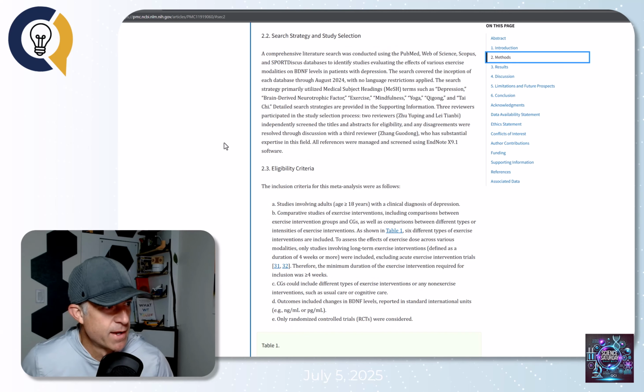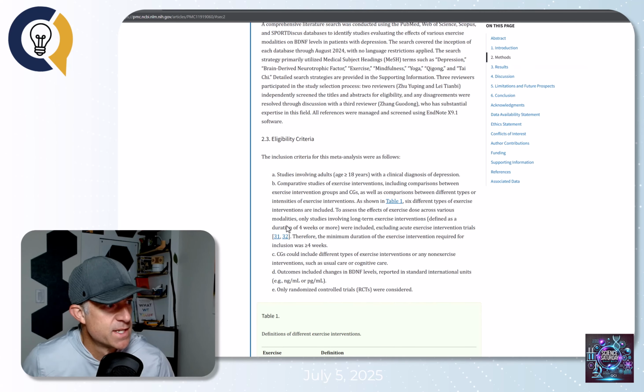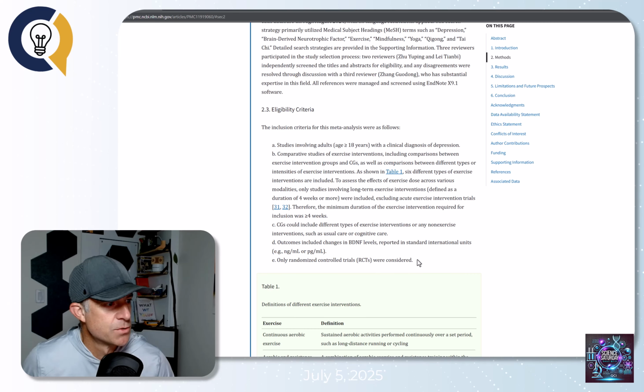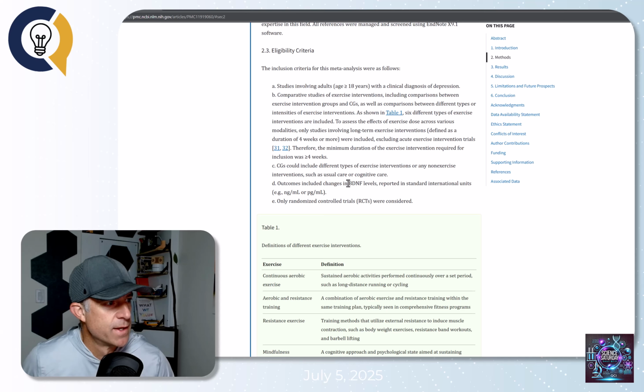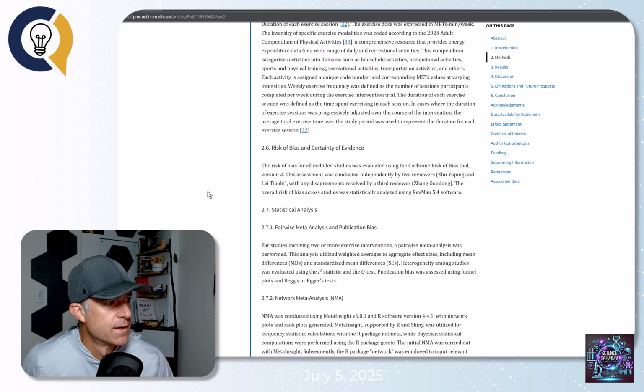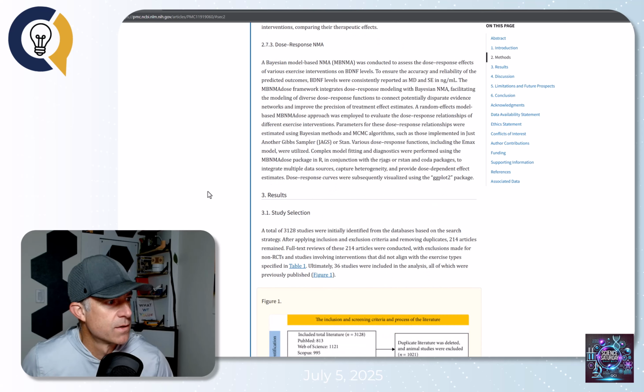In this particular case, our inclusion criteria are all listed here. Tells us the adults, how studies were analyzed for being included or excluded, and only randomized controlled trials were considered. We're only looking at BDNF changes. And at the beginning of the results section, we learned that a total of 3128 studies were initially identified. After applying their criteria, they had 214 articles.